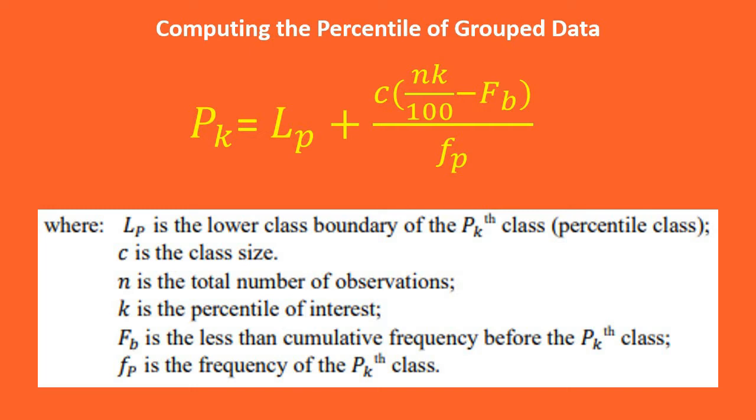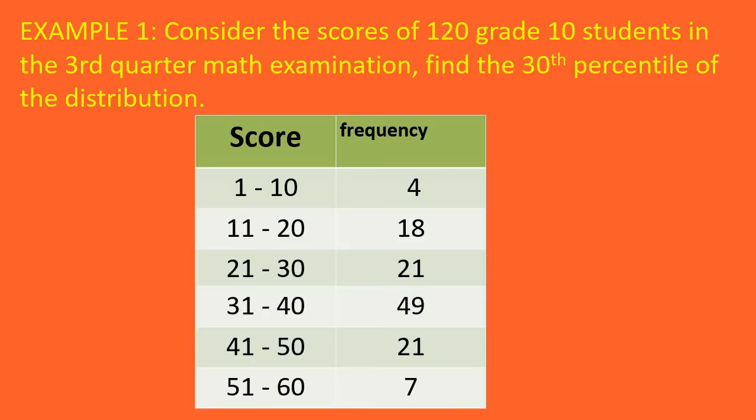How are we going to use this formula in computing the percentile of grouped data? Let us have an example. Given this problem: consider the scores of 120 grade 10 students in the third quarter math examination. Find the 30th percentile of the distribution. So are we going to find the 30th percentile of the distribution?